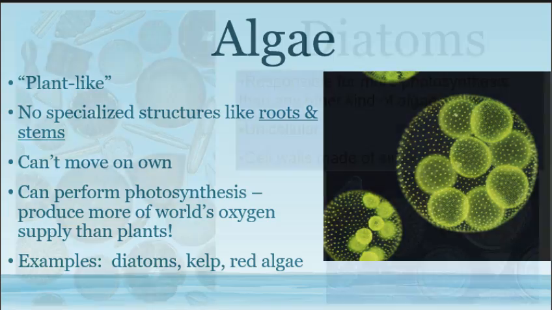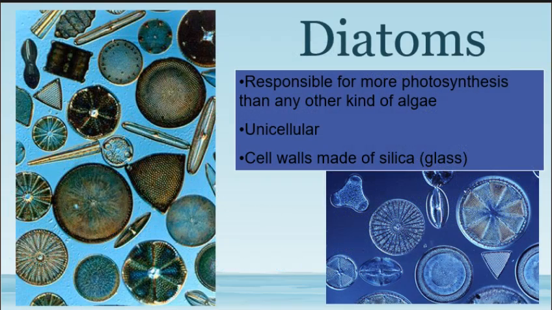Diatoms, kelp, red algae. Diatoms are real cool looking because they have cell walls made of glass. They're like little glass walls, and when you crush them up, they become diatomaceous earth. You've probably heard of diatomaceous earth. It's real scratchy. It's real abrasive. You feed it to rats, and it cuts up their gut, and they die. That's how rat poison works.